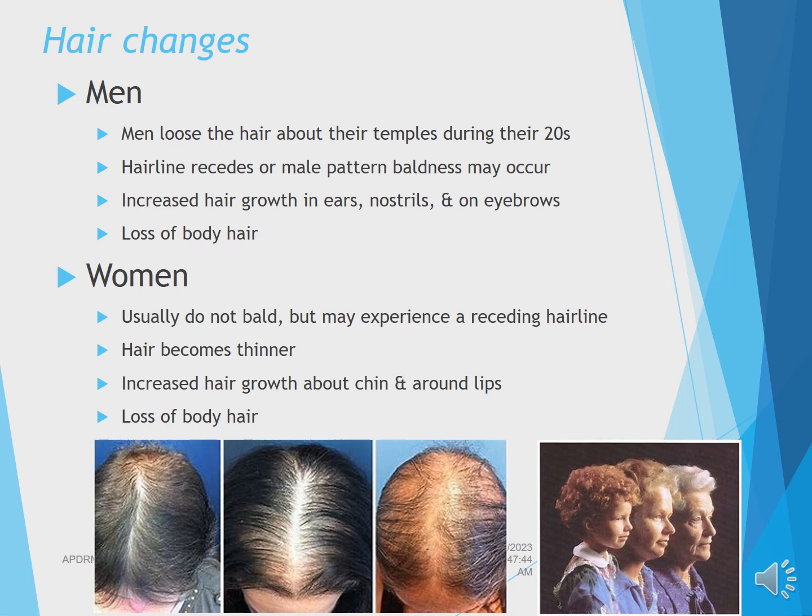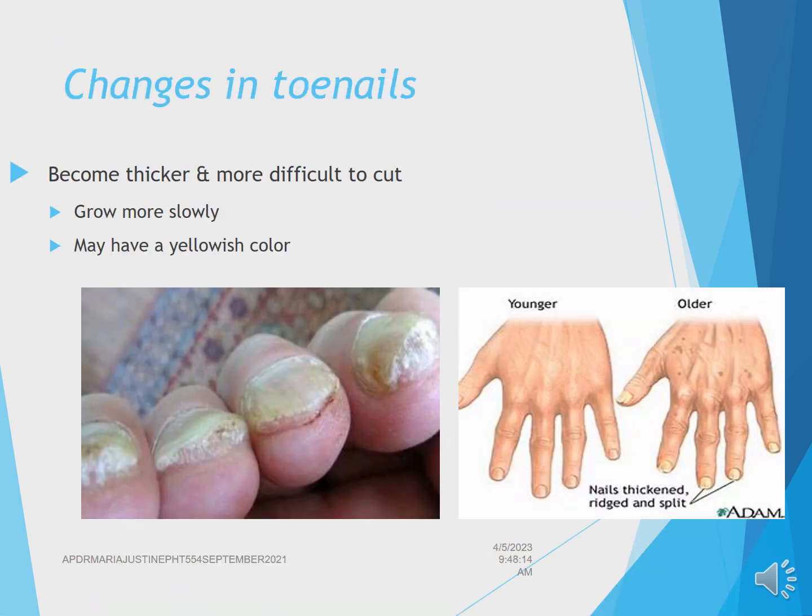The hair becomes less and thinner. They have increased hair growth on the chin and around the lips, and loss of body hair as well, as in men. They have changes in the toenails. They become thicker and more difficult to cut. They grow more slowly and may have a yellowish color.